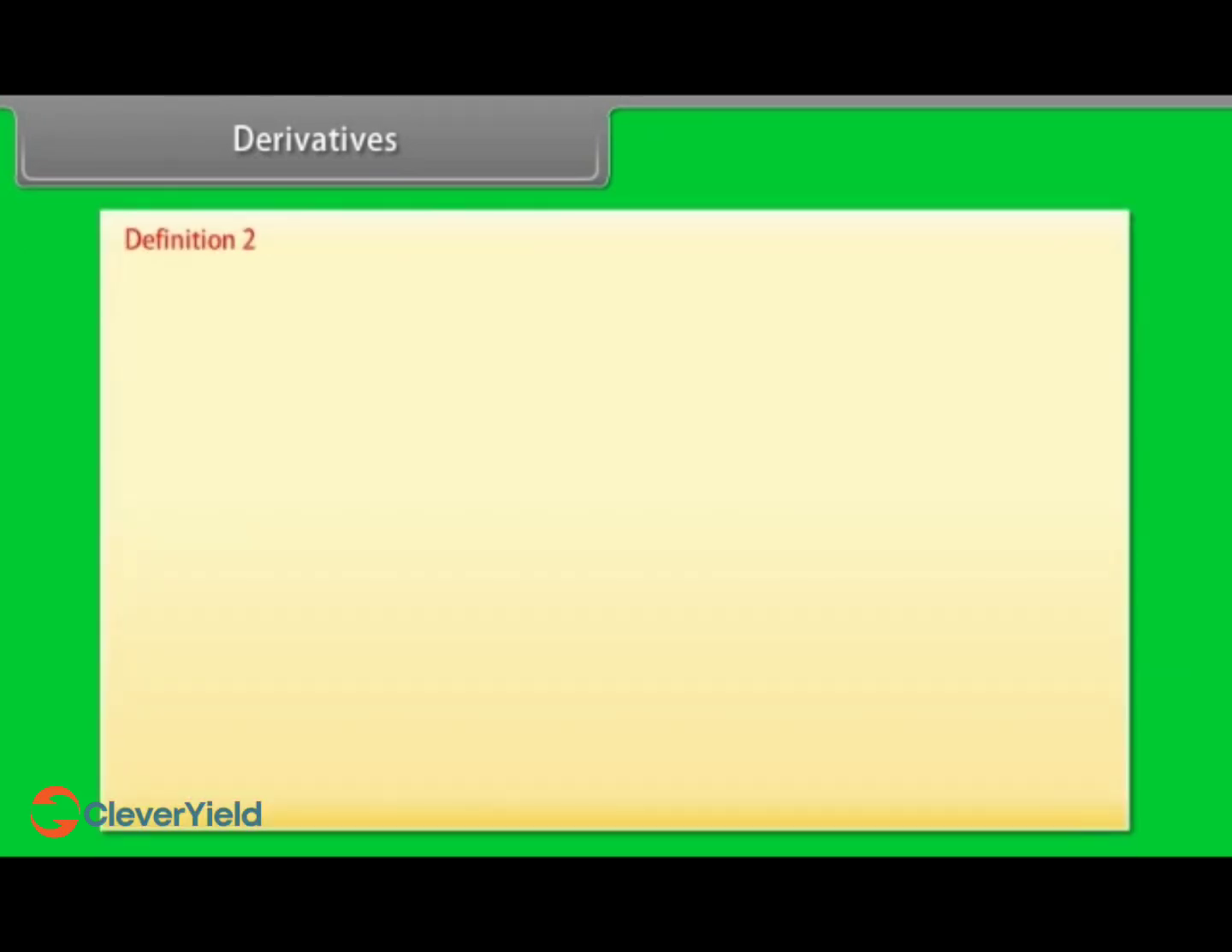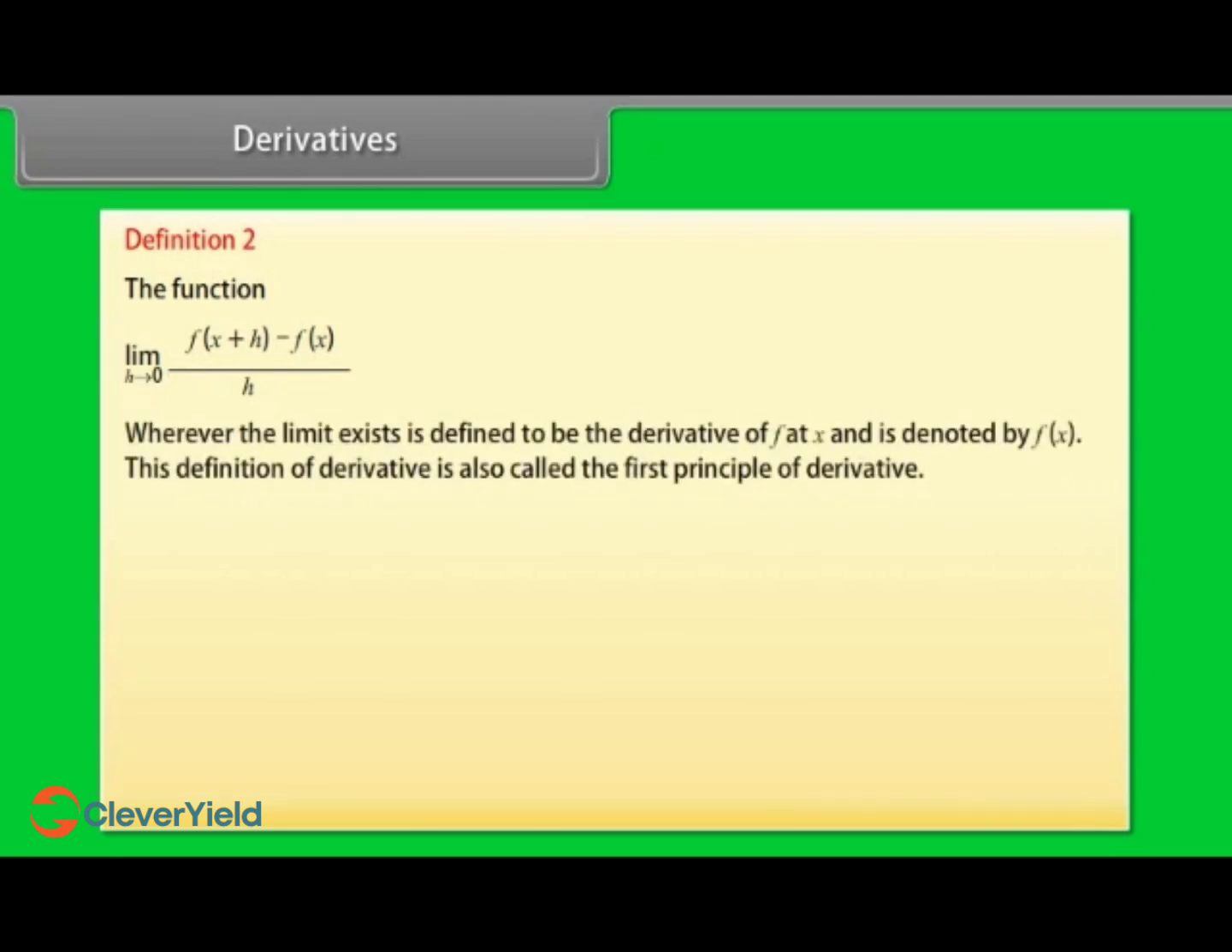Definition 2. The function limit h tends to 0 of the difference between f of x plus h and f of x, divided by h, wherever the limit exists, is defined to be the derivative of f at x and is denoted by f dash of x. This definition of derivative is also called the first principle of derivative. Sometimes f dash of x is denoted by d by dx of f of x.